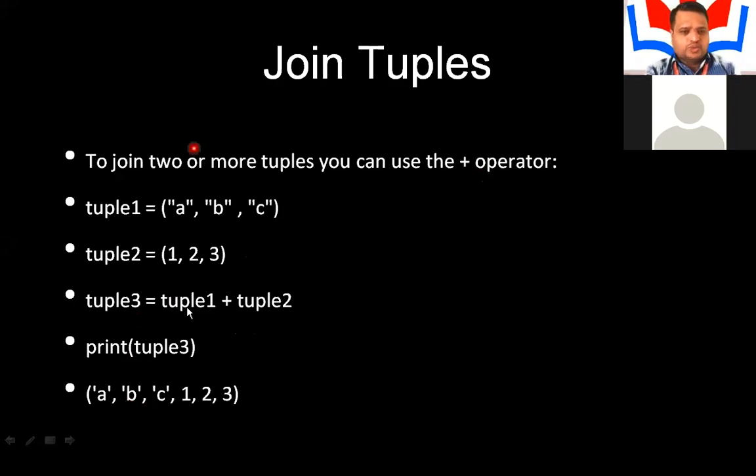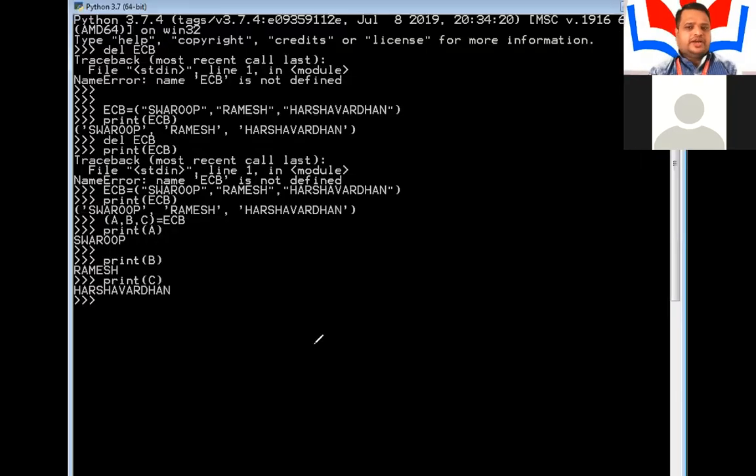So this is the theoretical explanation about how to join one or more tuples with the help of the plus operator. Now we will be looking into the practical implementation also. So how can we do that? Now in the ECB section, let me combine the two sections. Probably in the online classes it was not possible to combine the sections. Now let us combine them in this particular concept also.